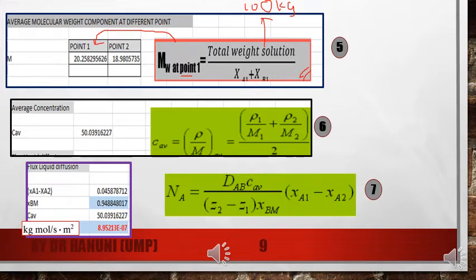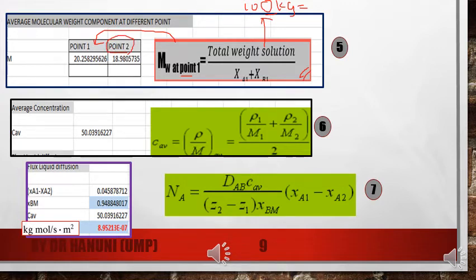If you want to confirm about it, you can refer to the question where the information about the total weight of solution is given as 100. In the case where the total weight is not given, you can make an assumption. So how about the molecular weight average at point 2?